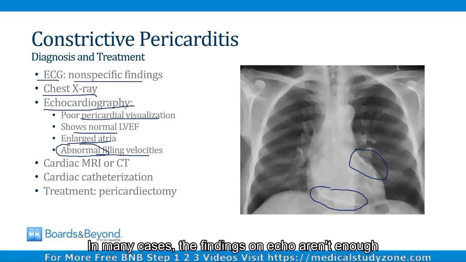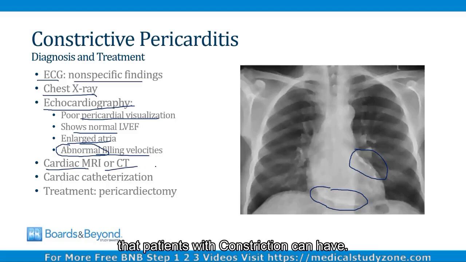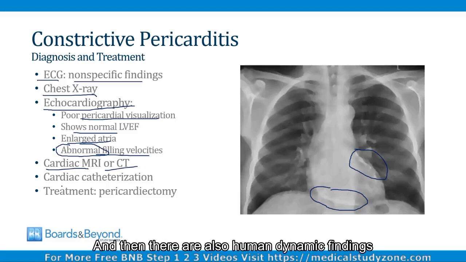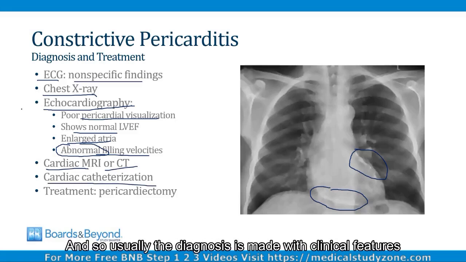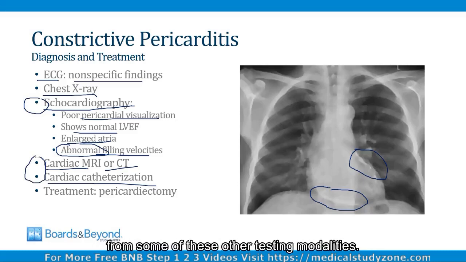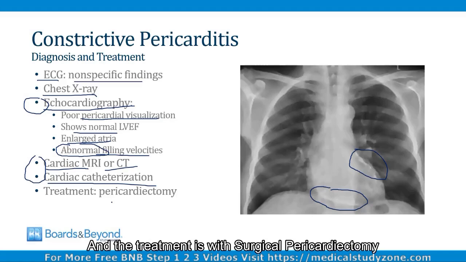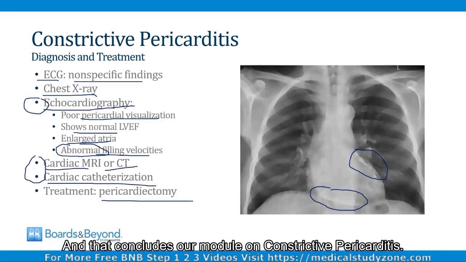In many cases, the findings on echo aren't enough to make the diagnosis, so there are findings on both cardiac MRI and CT that patients with constriction can have, and then there are also hemodynamic findings in the cardiac catheterization laboratory. And so usually the diagnosis is made with clinical features plus echocardiography plus supporting evidence from some of these other testing modalities. And the treatment is with surgical pericardiectomy to remove the pericardium and remove the constriction around the heart. And that concludes our module on constrictive pericarditis.